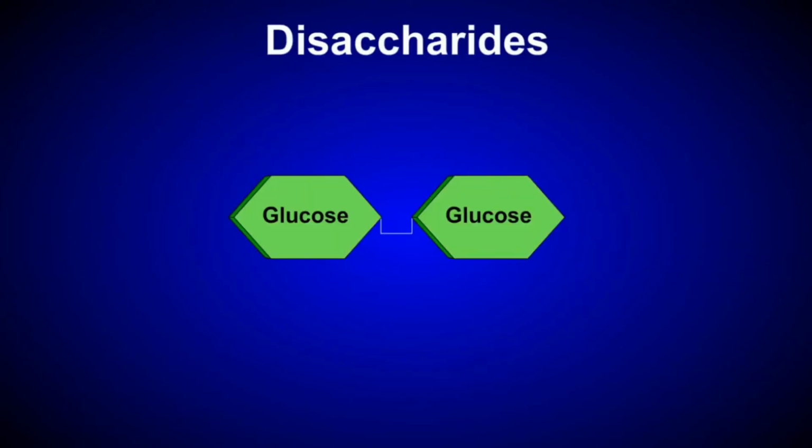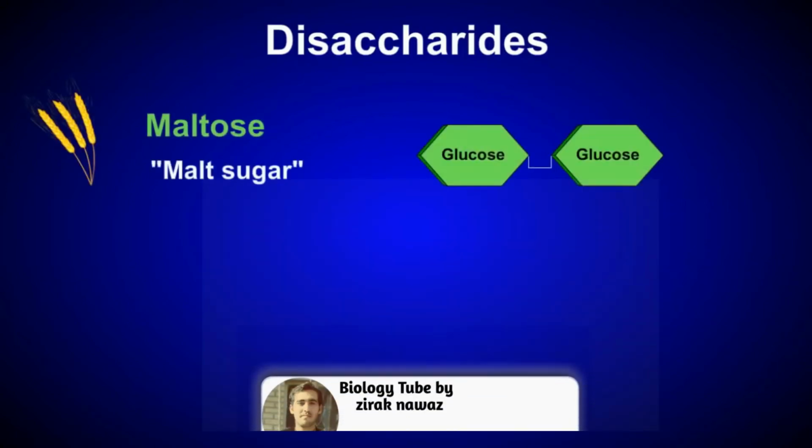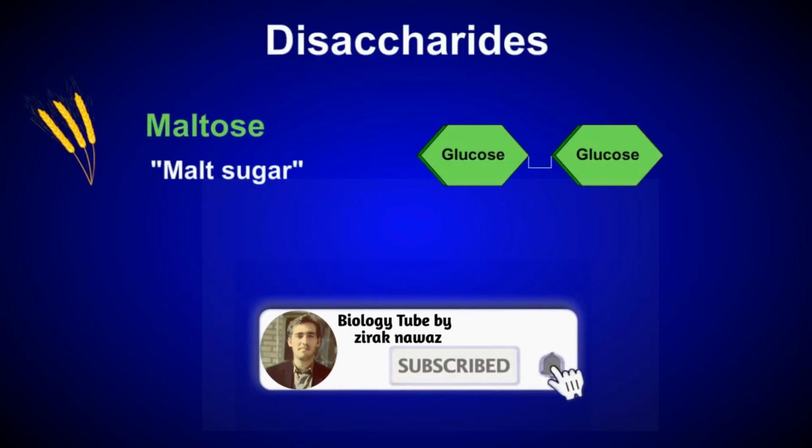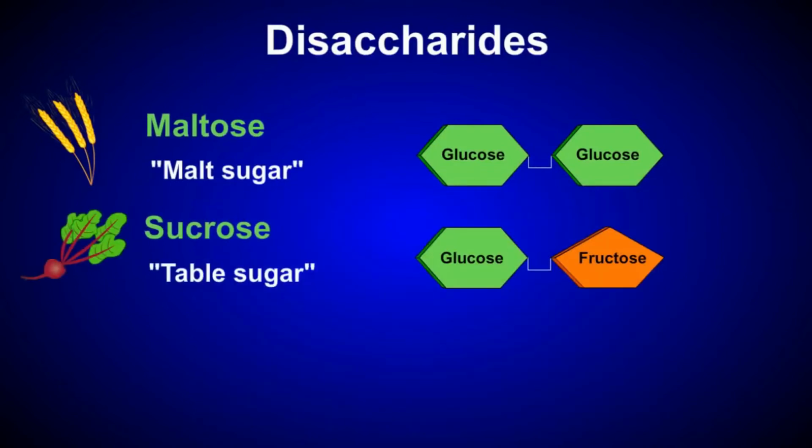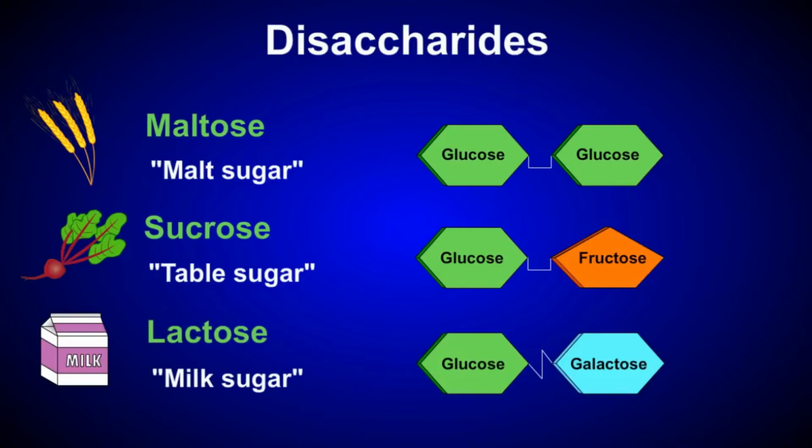Disaccharides are formed when monosaccharides are joined together through dehydration reactions, forming what are called glycosidic linkages. Common disaccharides include maltose, which is made up of 2 glucose molecules, sucrose, also known as table sugar, which is made up of glucose and fructose, and lactose, or milk sugar, which contains glucose and galactose.